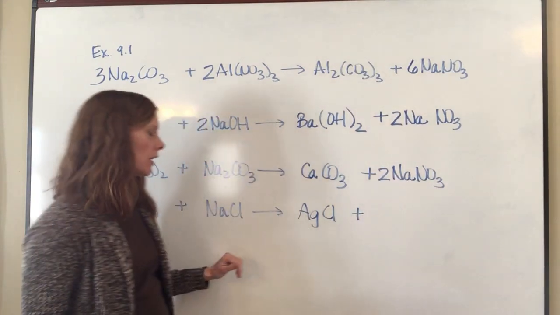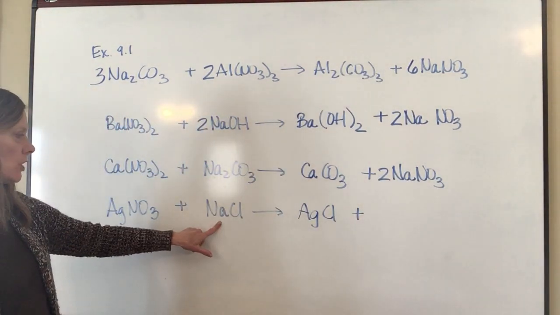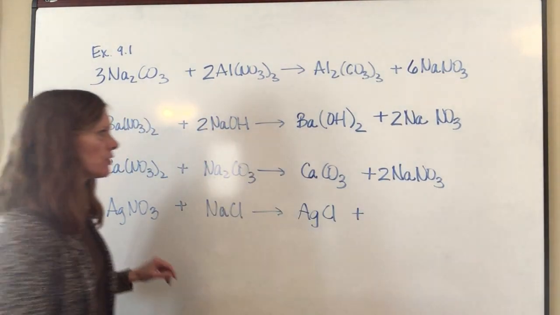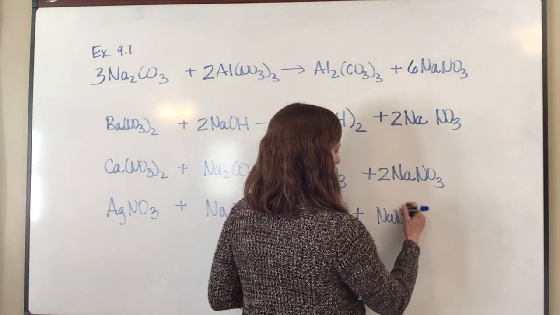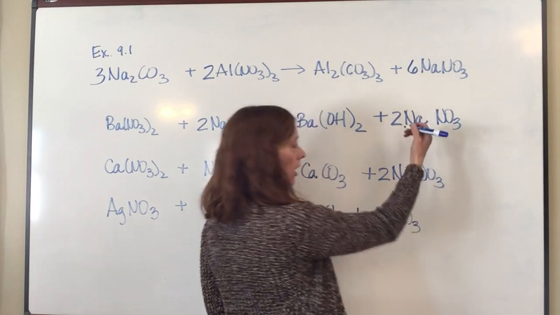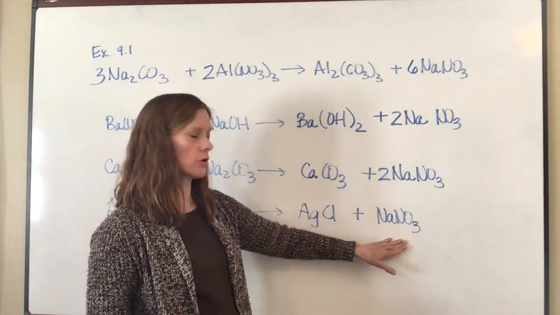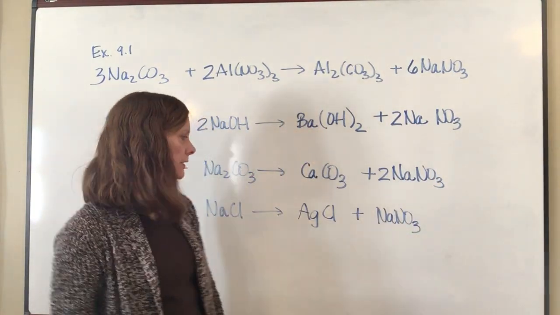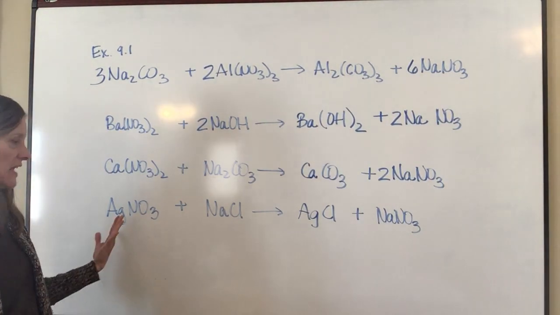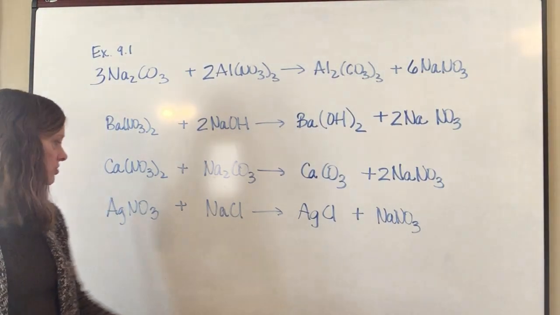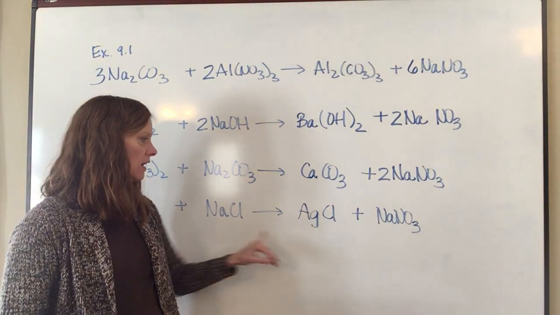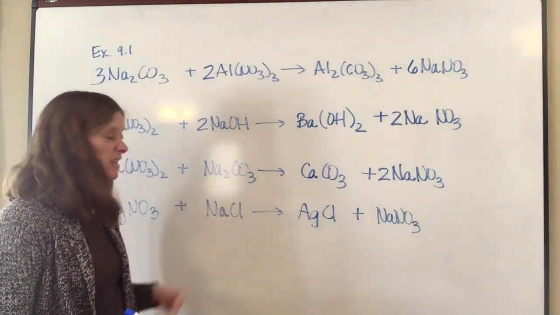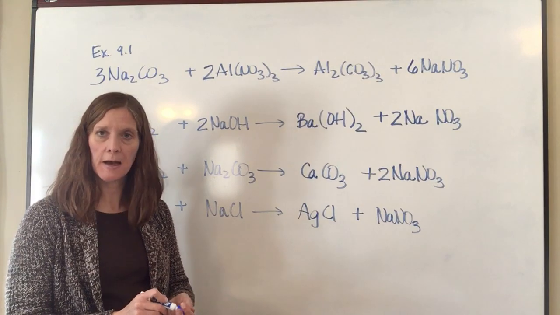And then for my other compound, I'm going to put the sodium from here with the nitrate here, something that I've had in all of these equations. So we already know the sodium nitrate is NaNO3. And when I balance that, I've got 1 silver on each side, I've got 1 nitrate on each side, I've got 1 sodium on each side, and I've got a chlorine on each side, so I don't need to do anything else to balance that.